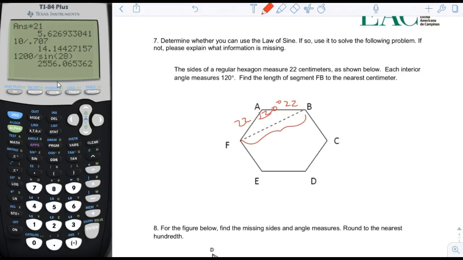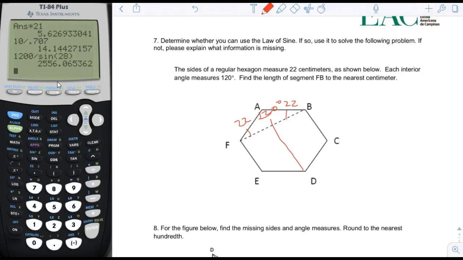Well, if I'm going to use law of sines, that means I have to know one opposite side-angle pair, and I know none. But one thing you do know is that these two angles here are equal, right? There are several ways you can figure that out from your past history in geometry, but maybe the easiest way is that this is a regular polygon, so this is all symmetrical, so those two angles will be the same.